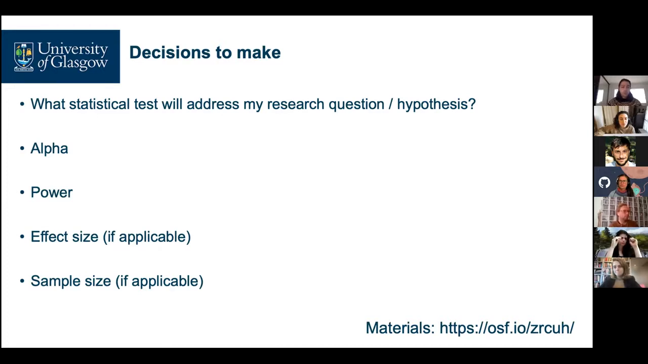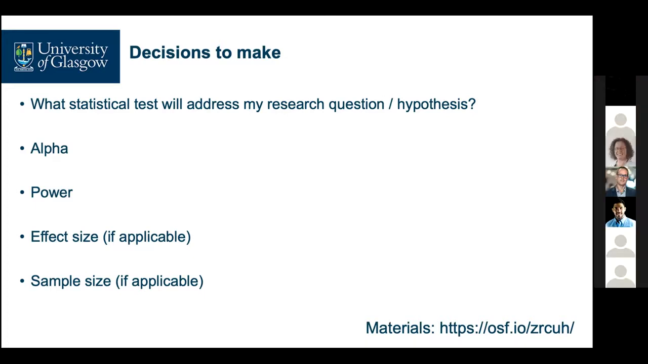And then there are 4 key elements to power analysis, and there is a relationship with all 4. So if you know 3 of them, you can calculate the 4th. So alpha and power are normally the ones that stand out. And then I've put, if applicable, for effect size and sample size, as they're normally the ones people are leaving free. So they're the ones you want to calculate.